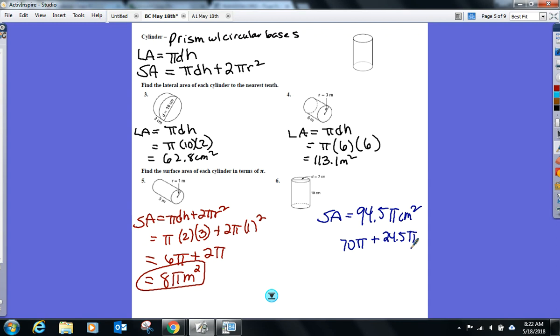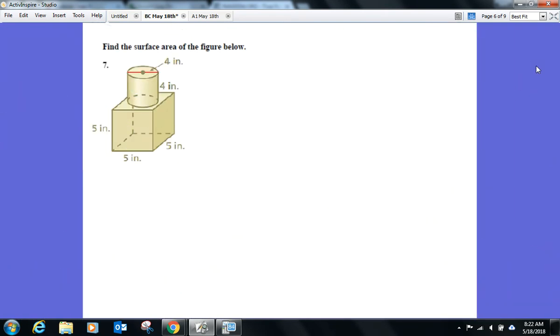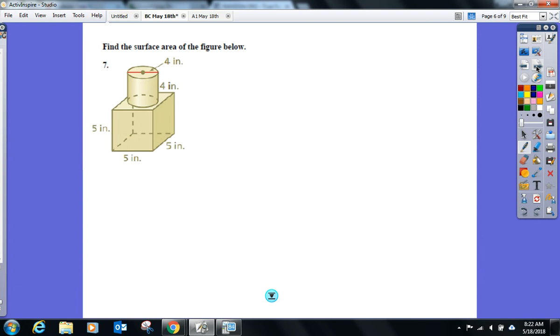Questions? Let's go on this last one. This is where we should be. Look at that thing. Cylinder plopped on top of a cube. Find the surface area of that figure. Now, here's the issue. You just can't go surface area of the cylinder plus surface area of the cube. I'm done with the problem. Guys, surface area is everything showing on the outside of the figure.